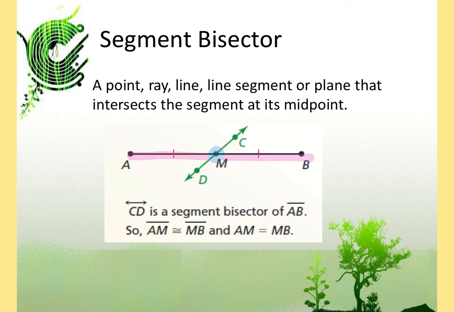Anything that runs through M would be a bisector. So this is line DC. It could be segment DC. It could be ray DC. And all of those are still segment bisectors because it's literally hitting that segment at the center. It could be a plane. As long as it's cutting through the midpoint, as long as it's passing through M, then it's still the segment bisector. If it's the segment bisector, then I know the two segments that it's divided into are equal. So segment bisector means it's cutting the segment at its midpoint.